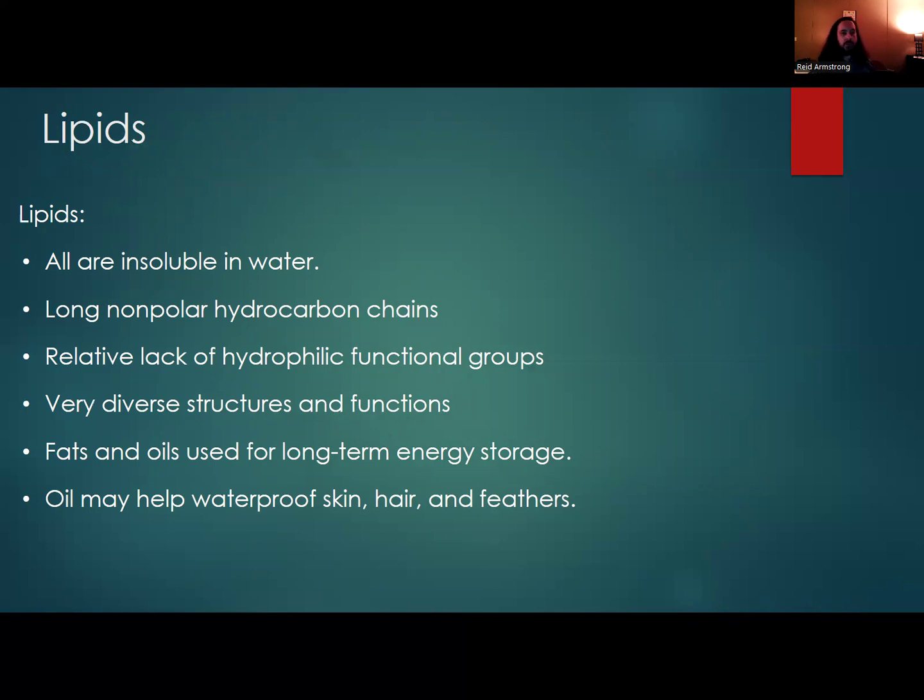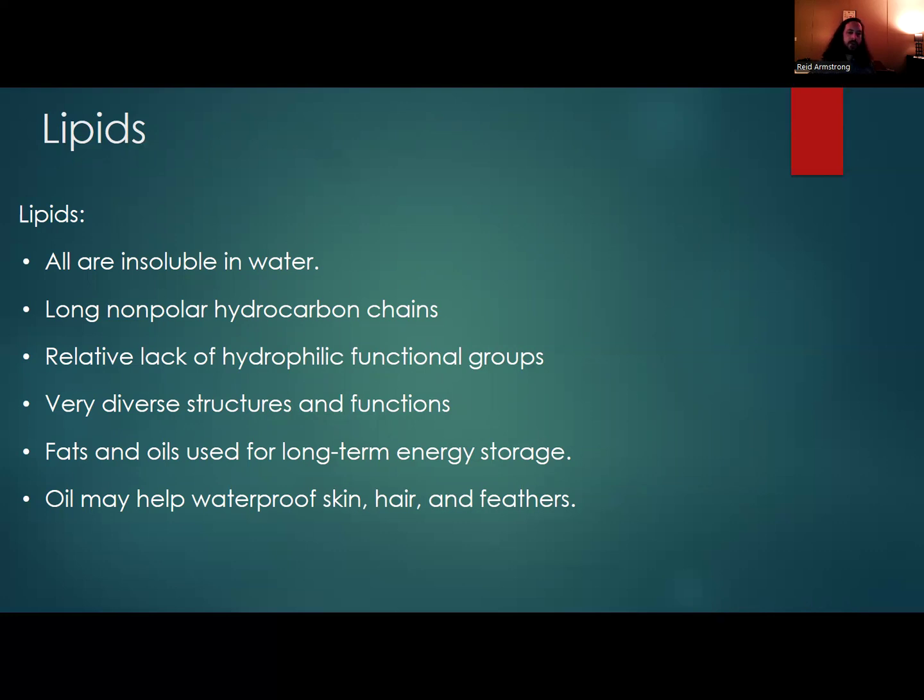So lipids are all insoluble in water, with long nonpolar hydrocarbon chains, a relative lack of hydrophilic functional groups, and very diverse structures and functions. Fats and oils are used for long-term energy storage, and oil may help waterproof skin, hair, and feathers. So what I talked about with my spiders is that lipids are, as this says, a form of long-term energy storage. There's a whole bunch of it. So this says that there's very diverse structures and functions.